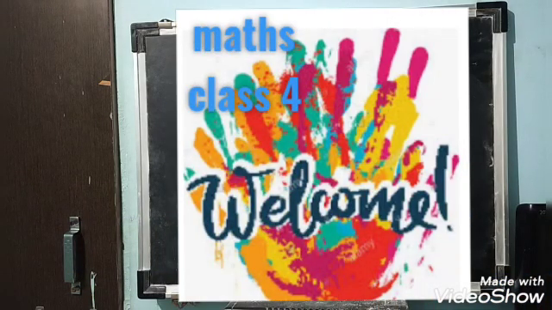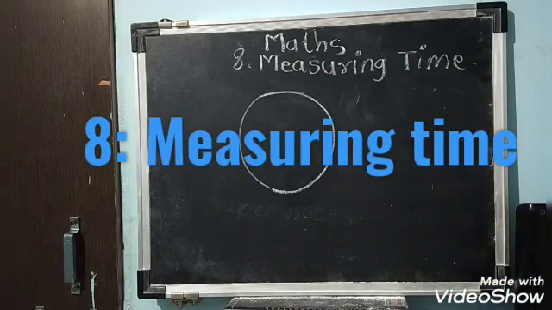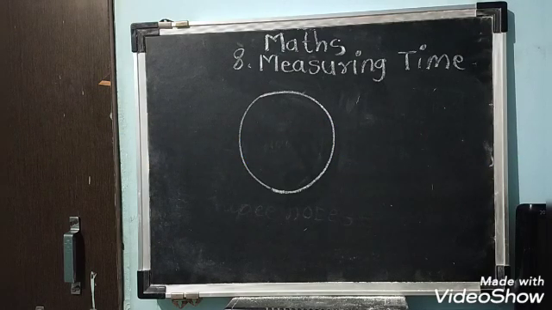Myself Smita teacher. Students, open your maths textbook, page number 43, lesson number 8, measuring time. To measure the time, which are the units? What are the units of measuring time? Minutes, seconds, hours, years, week, day. These are the units to measure time.